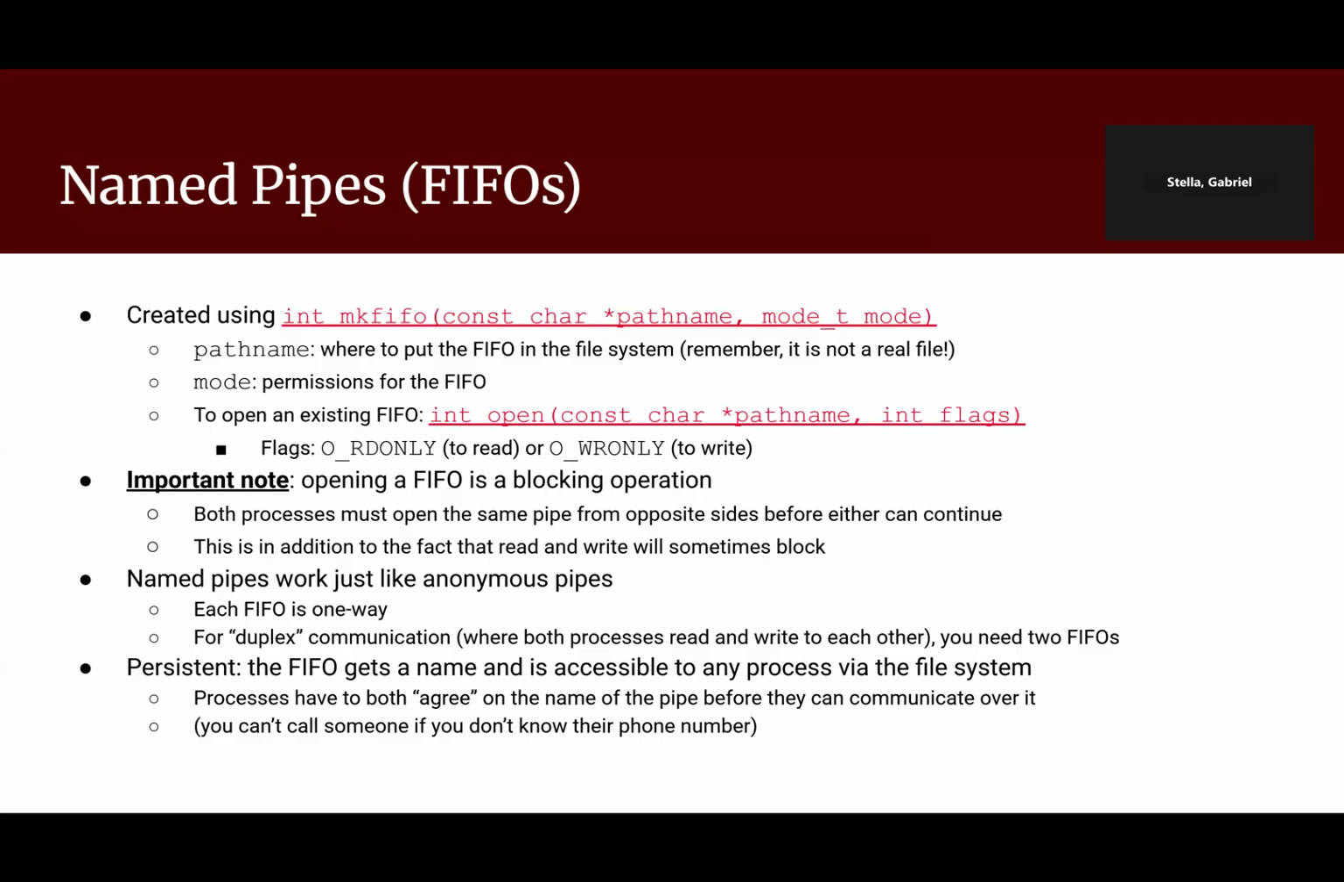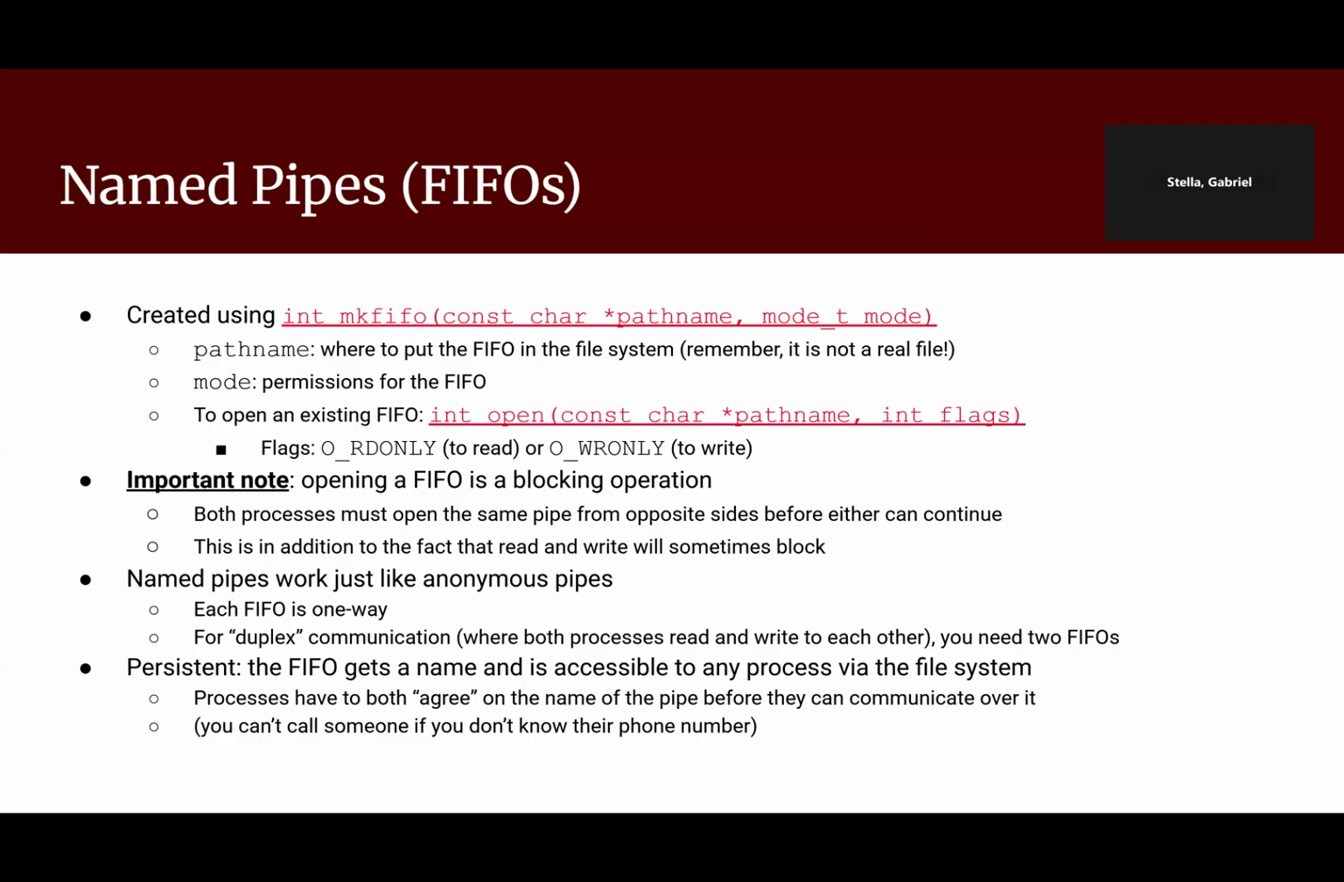So other than the different creation and opening, these named pipes work just like anonymous pipes. And again, for what we call duplex communication, where you read and write back and forth between the two processes, you do need two FIFOs, and that'll be shown in the example.